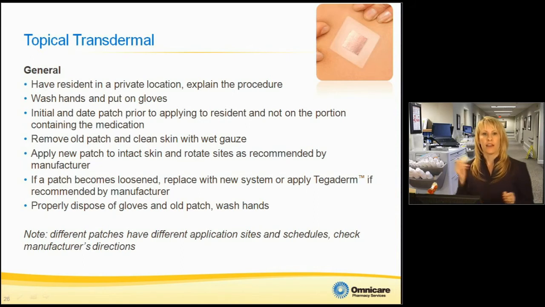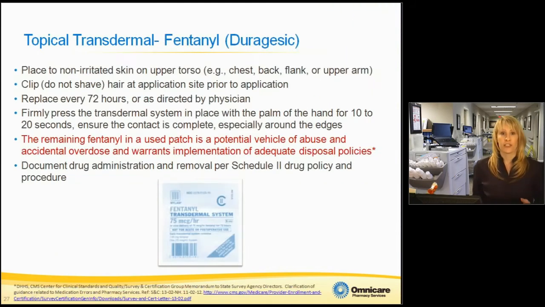The patch goes on intact skin, and you rotate sites as recommended. If it becomes loosened, you can put Tegaderm over it. You can use paper tape. Just follow the manufacturer's instructions. And remember that different patches have different application schedules and different sites. So you have to check and make sure you're putting it on right and changing it at the right time.